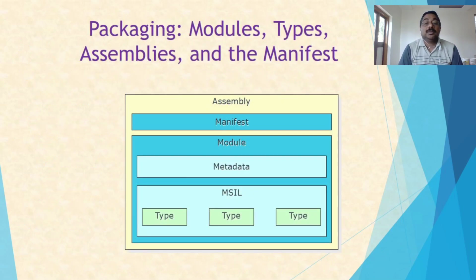See here the packaging as well as the modules, types, assemblies and the manifest. Here is the hierarchy of all this packaging. At the outermost level there is the assembly, then manifest, then module, then metadata, and at the last, MSIL, Microsoft Intermediate Language. We know what this assembly is.